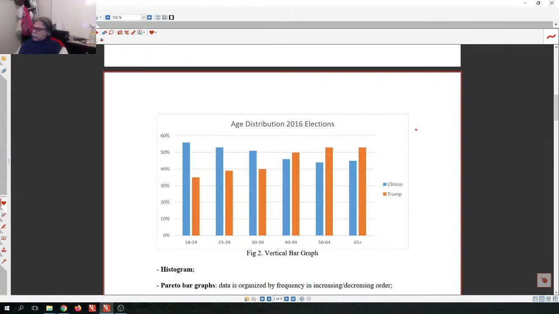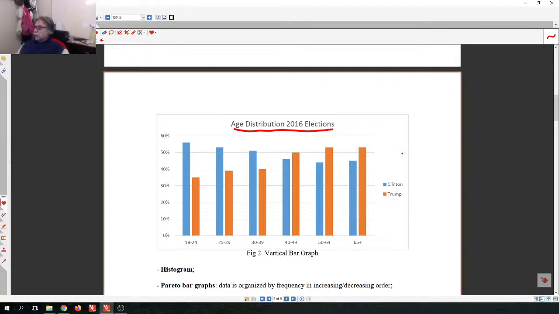Again, this one is definitely not a histogram. Apparently you can see the gaps here, right? And it's not a time series plot either, because down there I have the ages of the people voting for either Clinton or Trump. So this is the age distribution during the 2016 election.